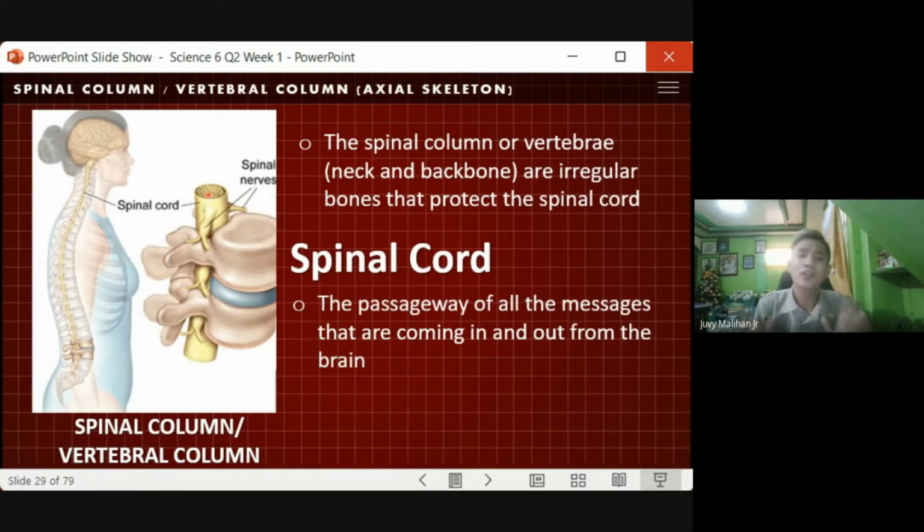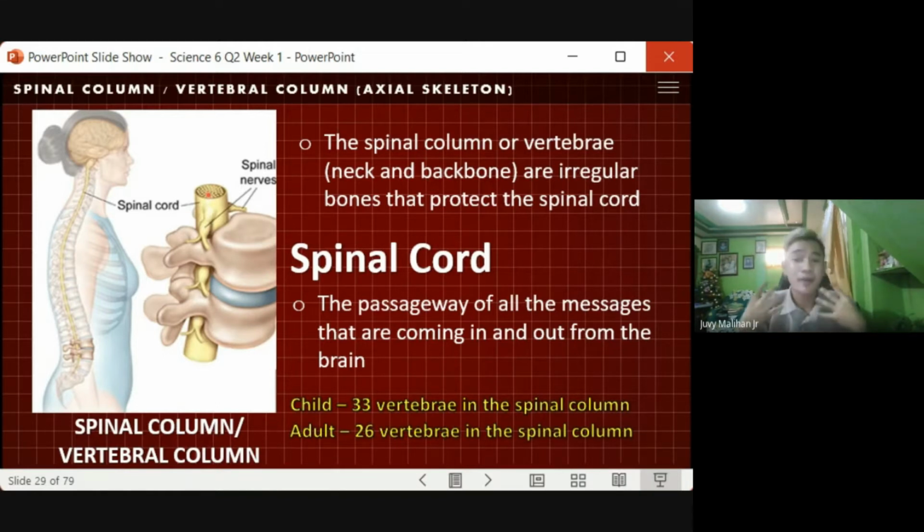Now, class, take note that there are 33 vertebrae in the spinal column of a child. But as we grow old and become adults, it becomes 26. Kapag bata, we have 33 vertebrae in the spinal column, and kapag tumanda na tayo, mayroon na lang tayong 26 vertebrae sa ating spinal column. That is because as the child grows, the last 7 bones join together to form just 2 bones. That's why we only have 26 vertebrae as we grow old. So don't forget that one.